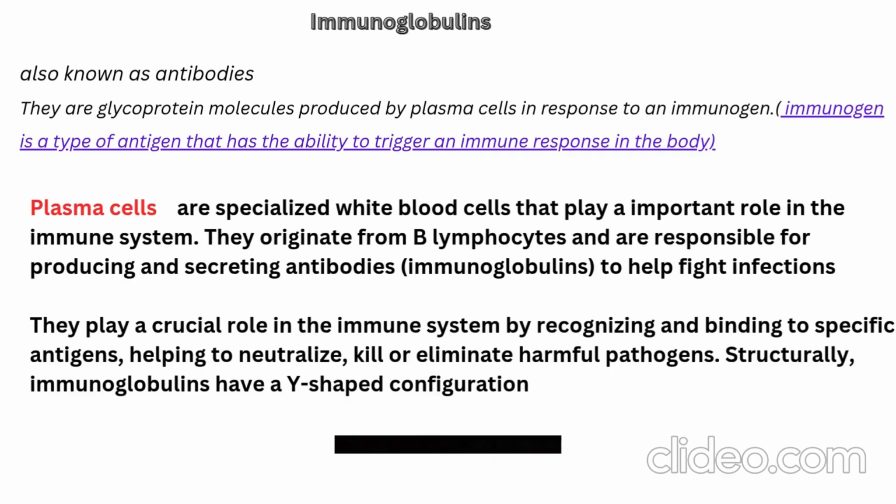They play a very important role in the immune system by recognizing and binding to the specific antigen or a pathogen and helping the WBC cells to neutralize those antigens or pathogens or microorganisms by killing or eliminating the harmful pathogens from the body. Structurally, they are Y-shaped in configuration. So let us start the video with the different types and more about the immunoglobulins.